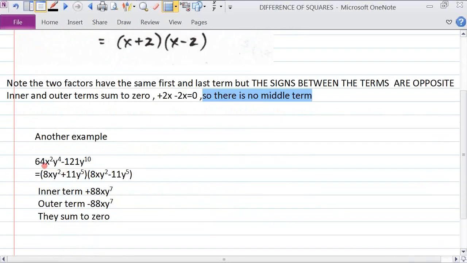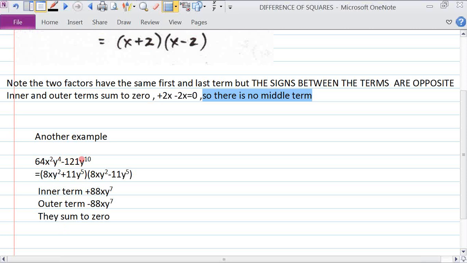Let's take a look at 64x squared y to the 4th minus 121y to the 10th. First of all, this is a perfect square. So if I multiply xy squared by xy squared, I get x squared y to the 4th. And of course, 8 times 8 gives me 64. So 8xy squared times 8xy squared gives me 64x squared y to the 4th.